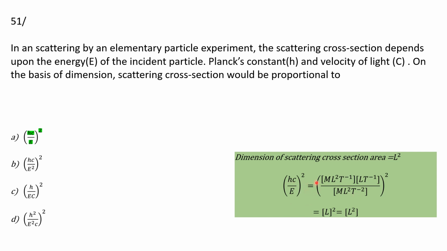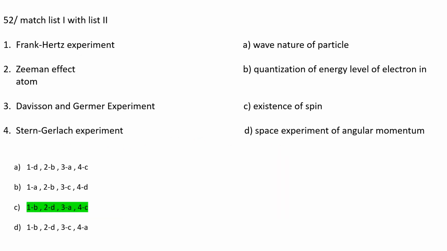So here this whole square, so the final answer will come out to be L2. So this is the correct answer, which matches the dimension of scattering cross section area. So our answer will be option A. Then match list 1 with list 2.